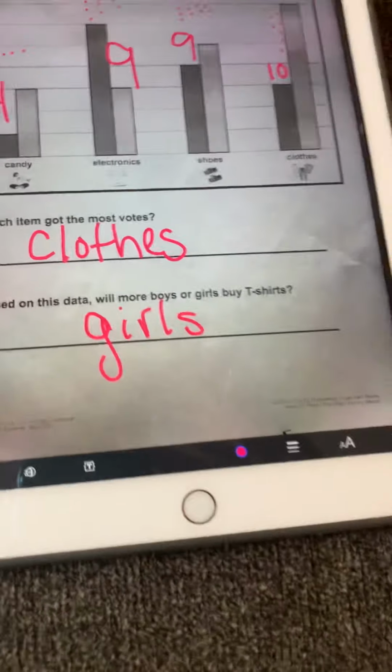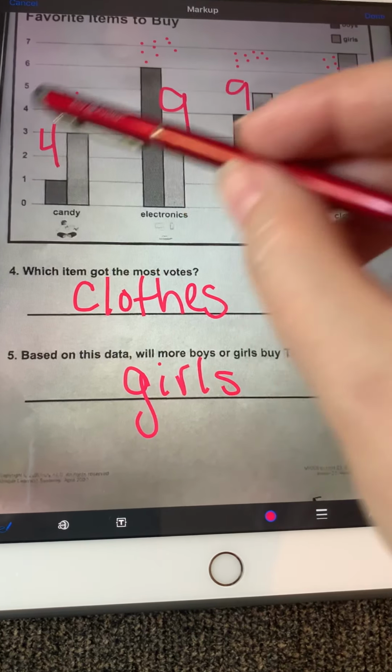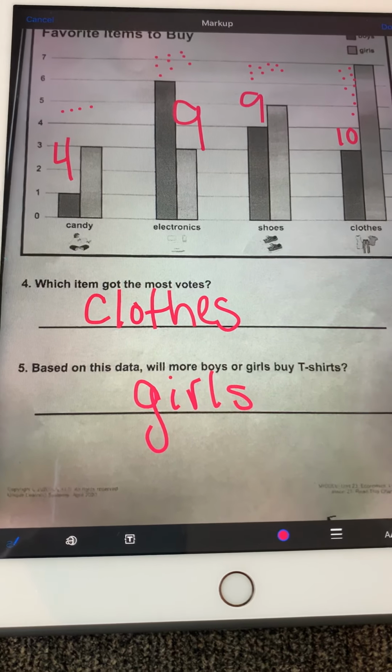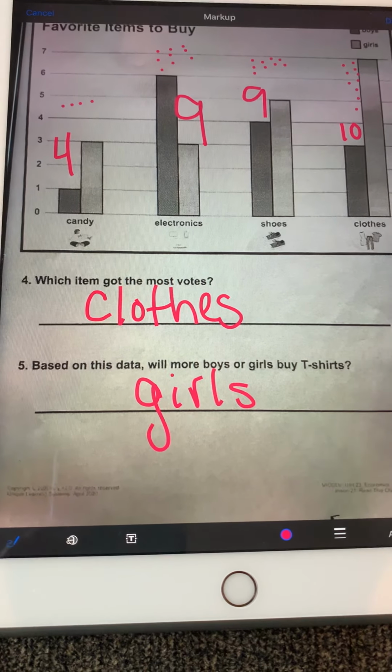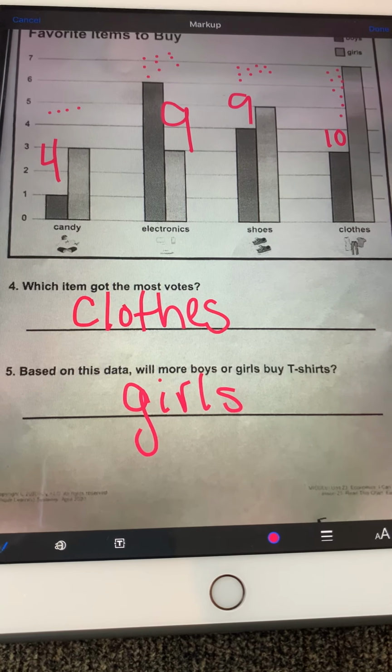Okay, so this is what your Friday paper should look like. You all didn't have to total up each graph. I just thought it would be good for some of our students to be able to see them totaled up so they can pick off of just a single number.